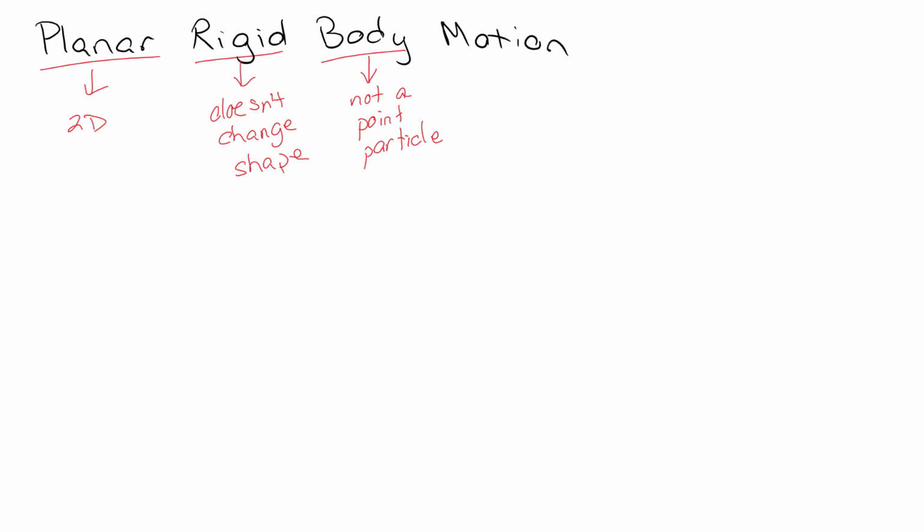Now, motion seems like it's probably self-explanatory, but there's actually 3 types of motion that we are going to concern ourselves with. There's translation, and translation is basically something like if you have something that's this shape and it moves over here and it keeps the same shape and orientation.